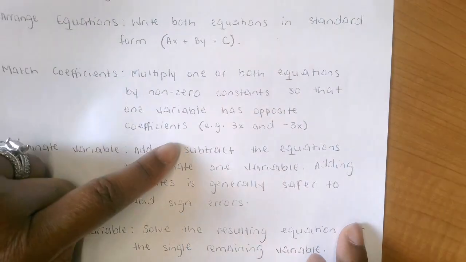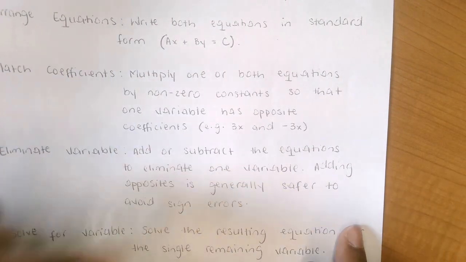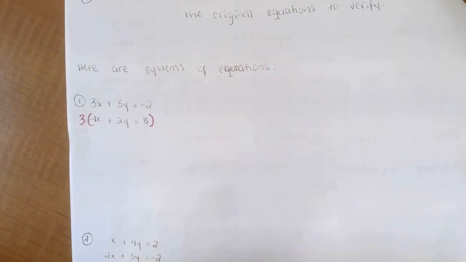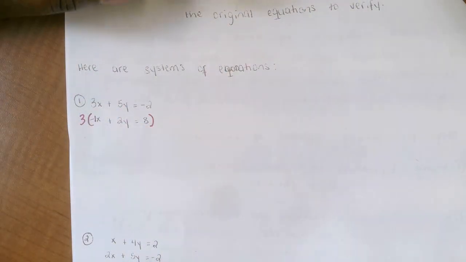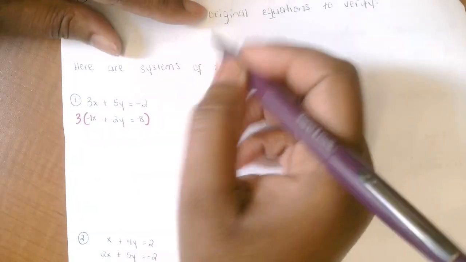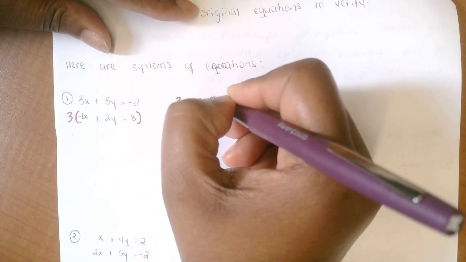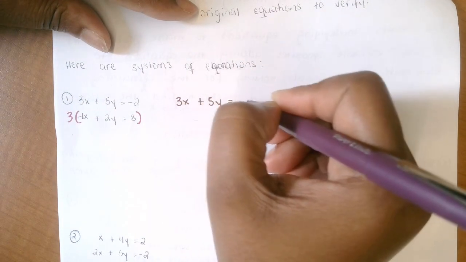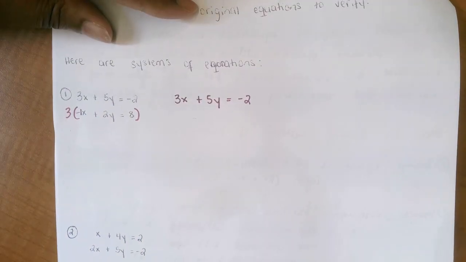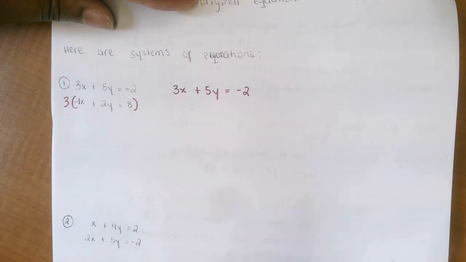Which was what we did say in the step here, that we always want them to be opposite coefficients. Okay, so the equation that we did not touch, we're not going to edit or modify. We simply rewrite it as 3x plus 5y equal -2. The first equation we're not going to edit.